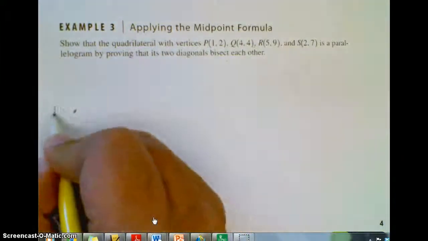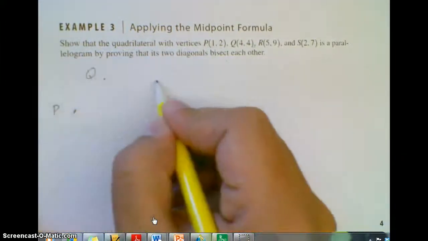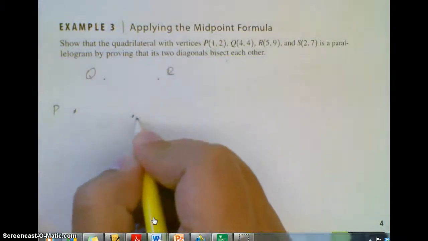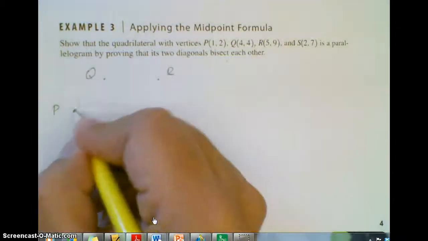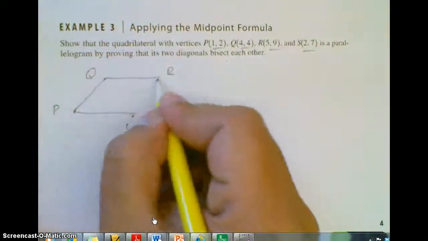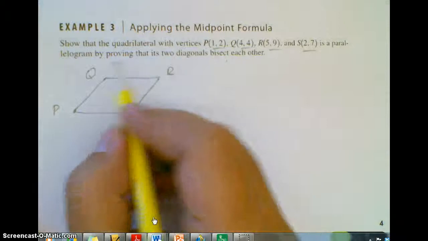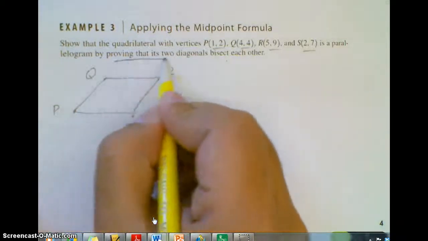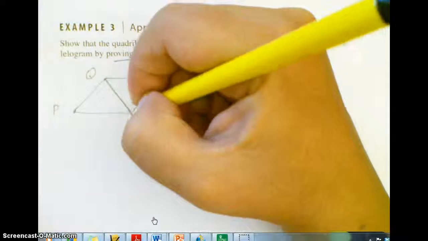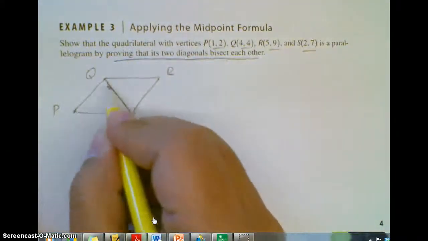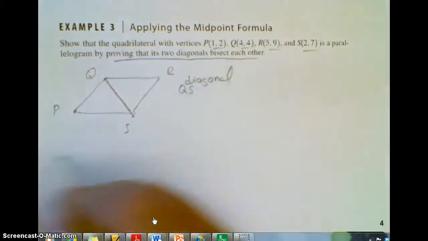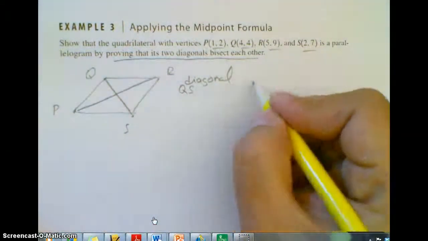So point P, Q, R, and S. I don't know where they are in the coordinate plane. I mean, I could graph these points, but if I'm trying to show that something is a parallelogram, it says you have to prove that the diagonals bisect each other. What does that mean? So this is a diagonal QS, and the other diagonal would be PR.